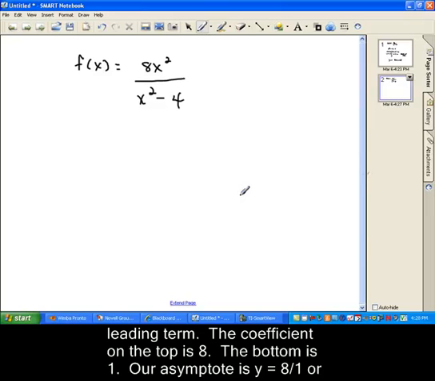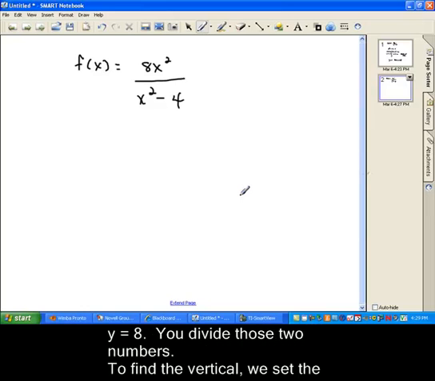If we look at this one, the coefficient on the top is 8. The coefficient on the bottom is 1. So our horizontal asymptote is y equals the 8 over the 1, which is just 8. That's the horizontal asymptote. Remember to find the vertical one, and we'll do that next.